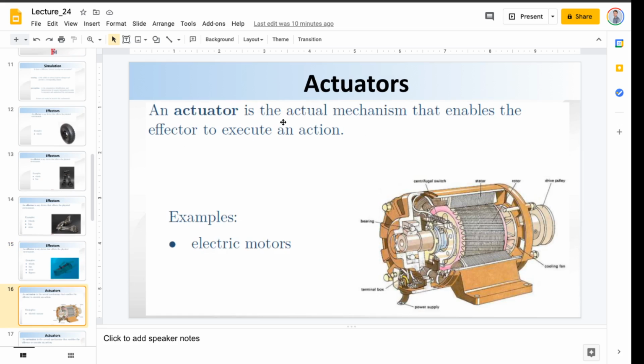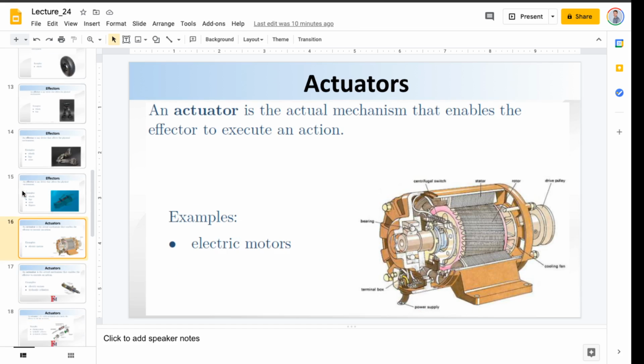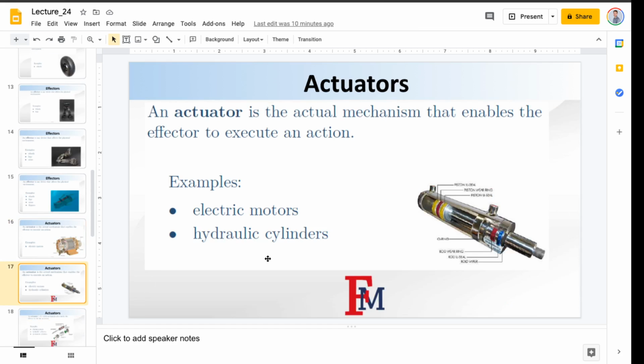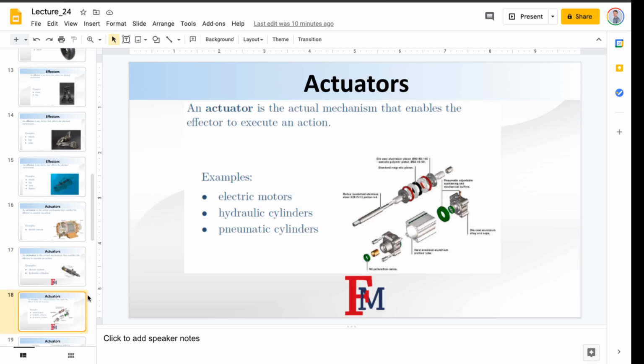An actuator is the actual mechanism that enables the effector to execute an action. Okay, so something which is actually moving the effector, that's called an actuator, for example, an electric motor, or hydraulic cylinder, or what else? Pneumatic cylinder. Pneumatic.